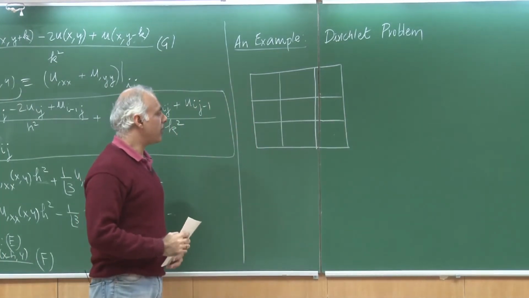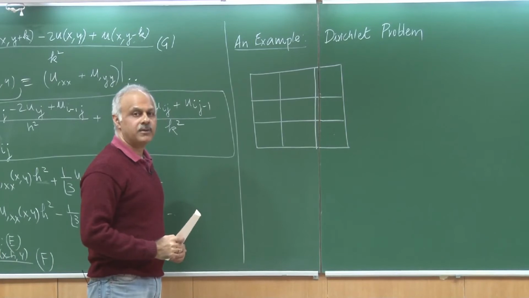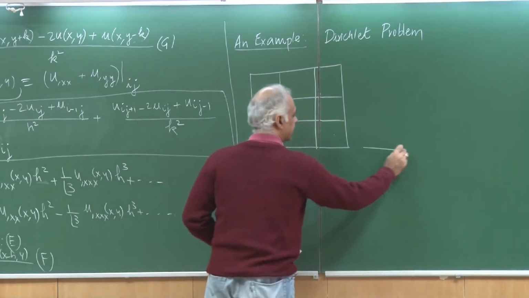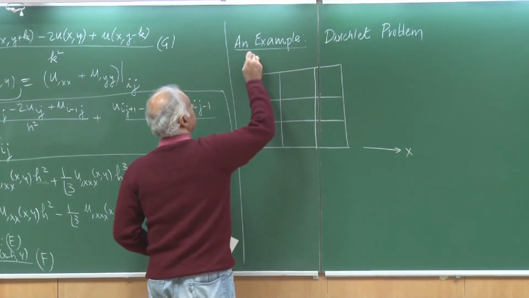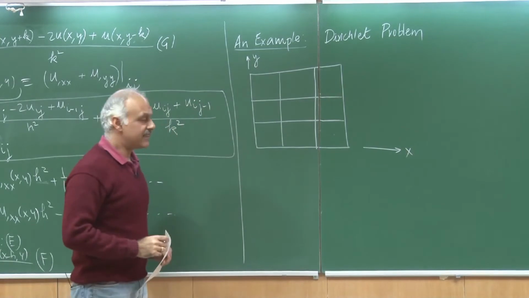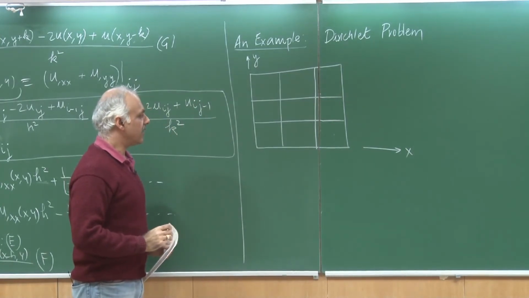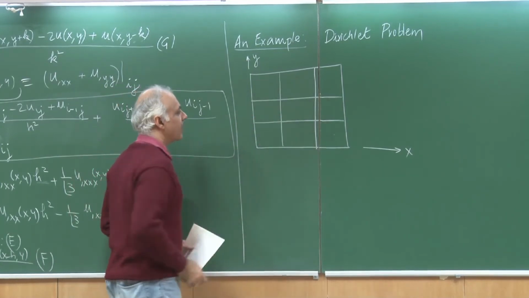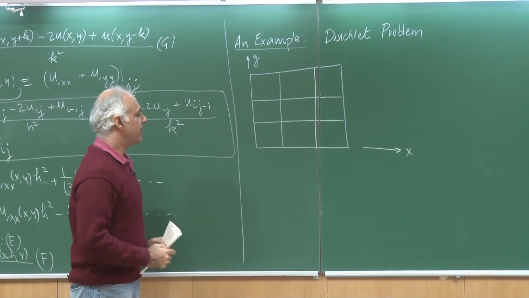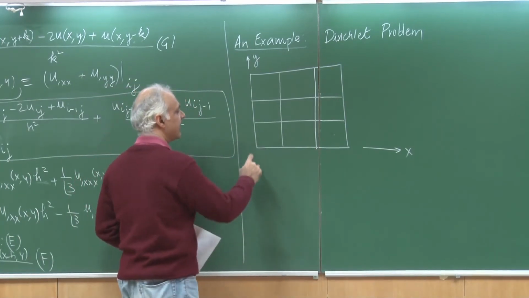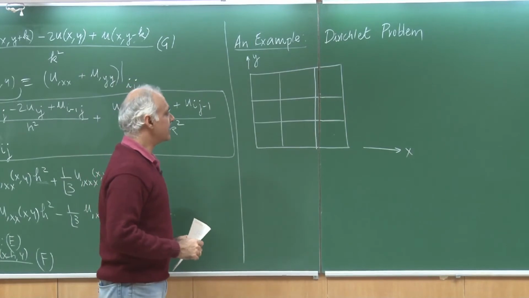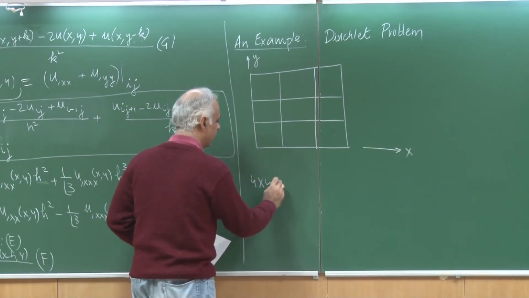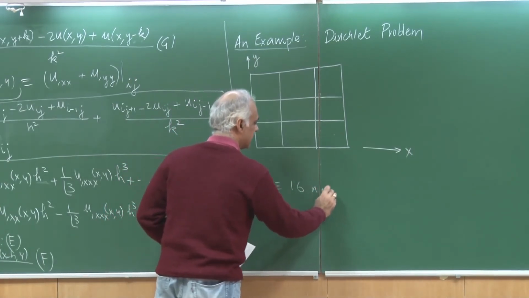So, let me set up this problem for you, a very simple problem, and show you how this method works. So, let us say this is my x axis, this is my y axis, and I am interested in the temperature distribution on this plate. Okay. I will consider a small discretization wherein I have 4 nodes in the x direction and 4 nodes in the y direction. So, overall I have 16 nodes. So, this is 4 by 4, which is 16 nodes.